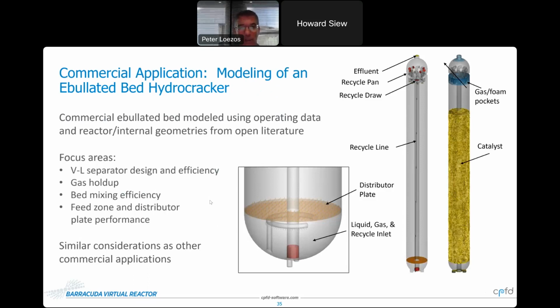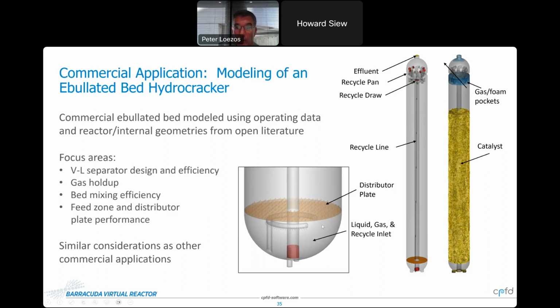So let me touch on our modeling of a commercial ebullated bed hydrocracker. The commercial ebullated bed hydrocracker was modeled using operating data and reactor and internal geometries taken from the open literature. So let me describe the way this system operates. These are relatively large reactors, roughly 12-foot diameter or greater, and over 120 feet tall. So the feed will enter the bottom of the reactor, the fresh charge and the treat gas, and they are mixed with the recycled liquid coming down from the top of the reactor.